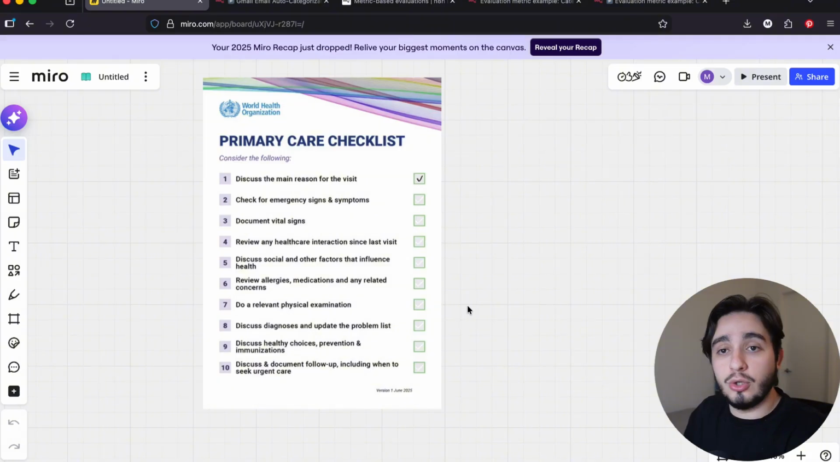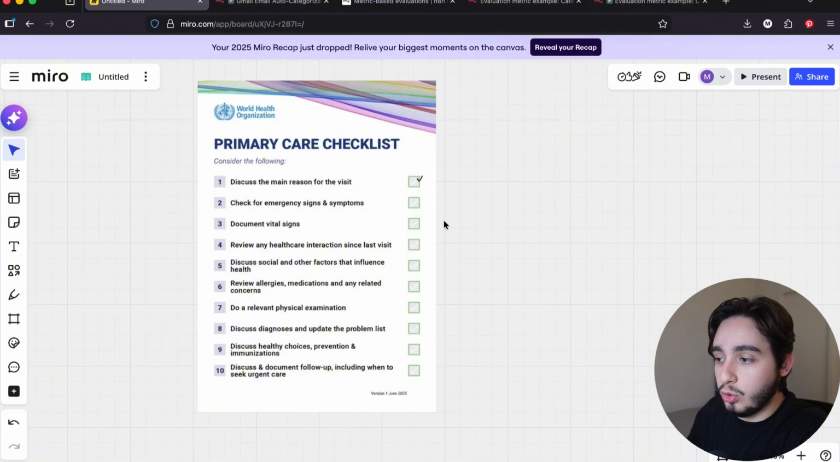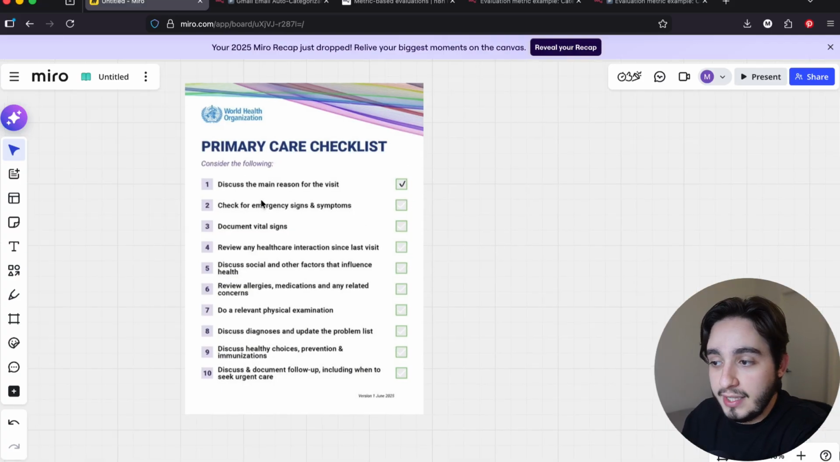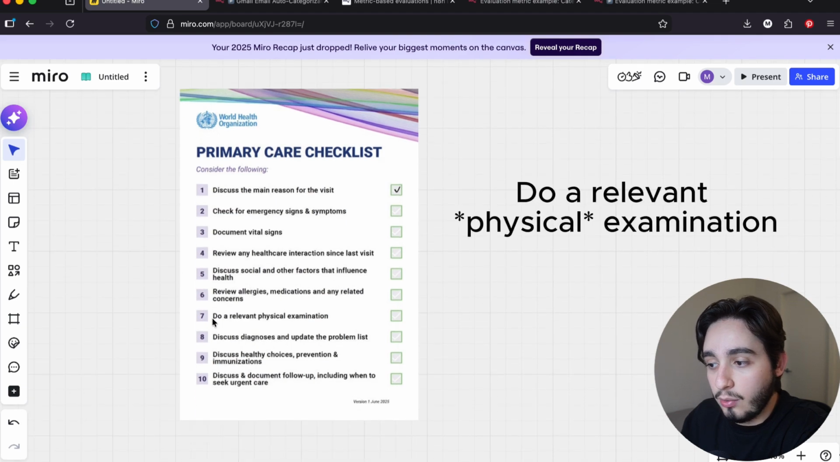So to explain that example a little bit better, it's almost as if we had a checklist of things that we need to make sure are done in a specific process. And here in this scenario, we have a primary care checklist, and we're just going to check every single one of these items on the list. Now, let's say that we did items 1 through 6 correctly, but when we got to the relevant physician examination, we didn't do that as physicians.